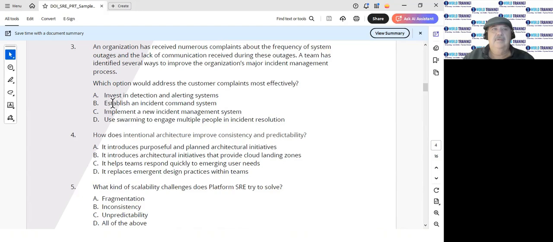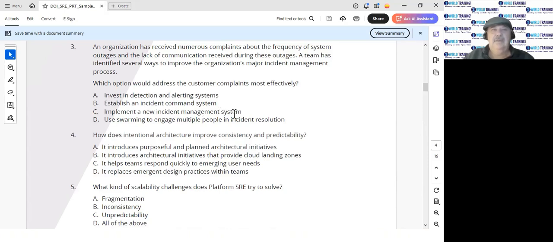Yeah, that might help. Establish an incident command system. That also would be very good. Yeah. So it's major incident management process. That's probably a better answer. Again, you have to be careful to match the question exactly to the answer. So I think that's a more close fit.